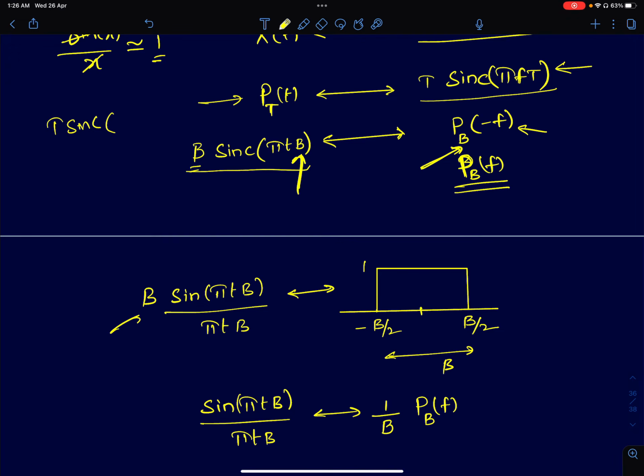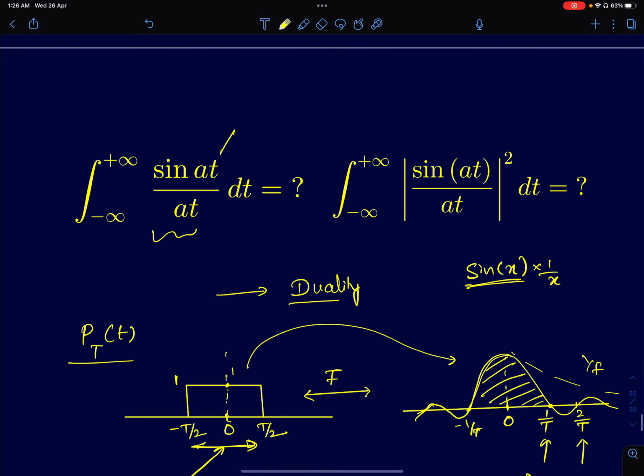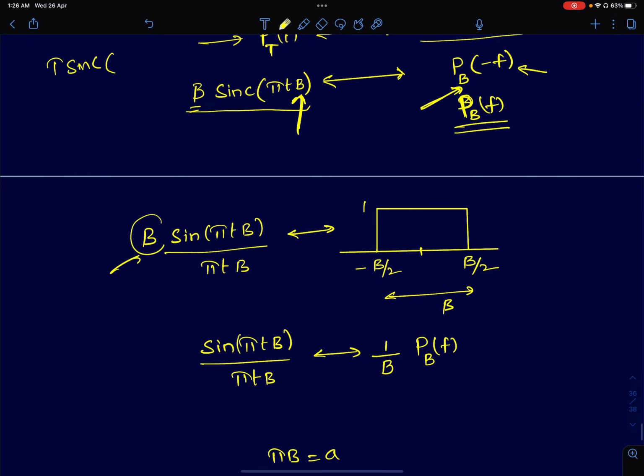Now, b here happens to be in units of hertz. But if you look at this function, we are interested in finding sin(at)/(at). It should be like a sinc function. So what I'll do, I'll just multiply the function by 1 by b.